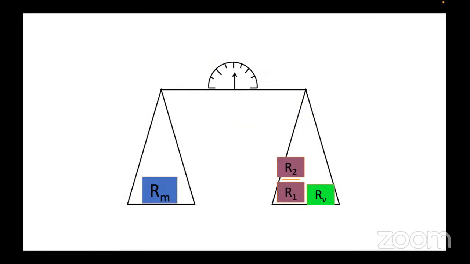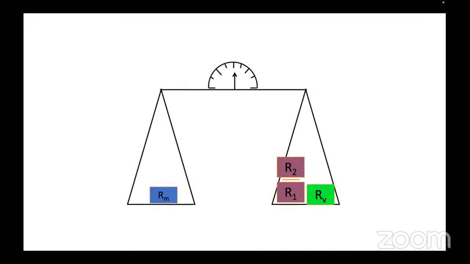So I will take it to a very, very simple method of doing it. Look at this balance. On one side, you have what you want to measure. On the other side, you have R2 by R1, which we already know. And then we have RV, which is the resistance which we will actually change.